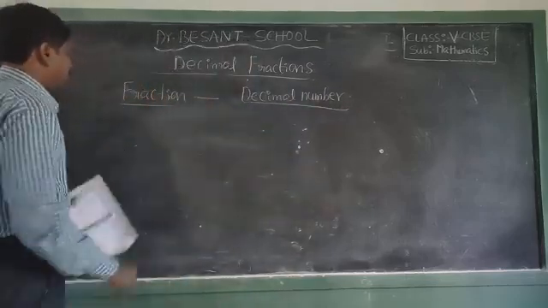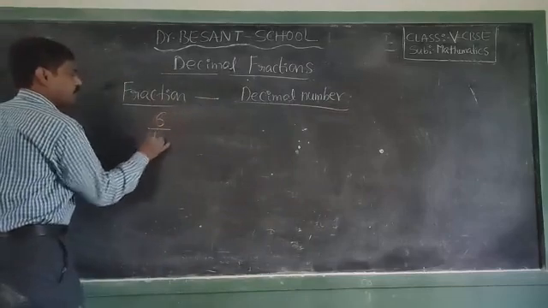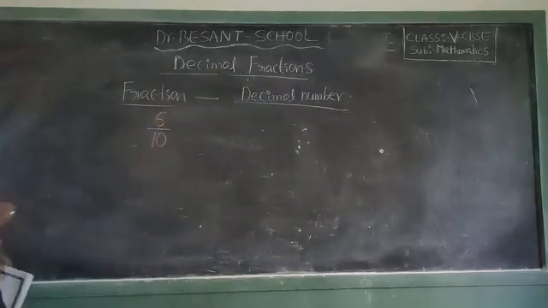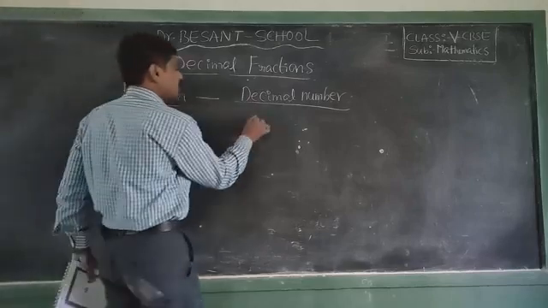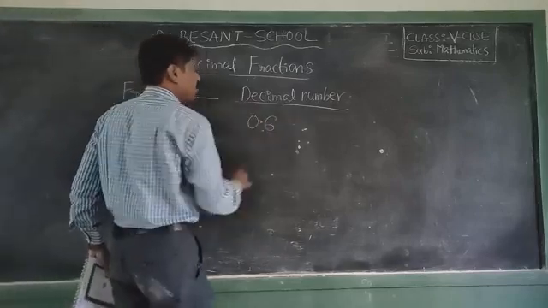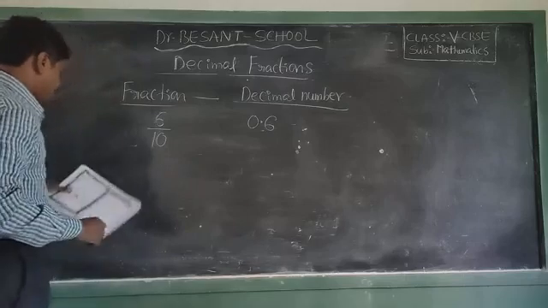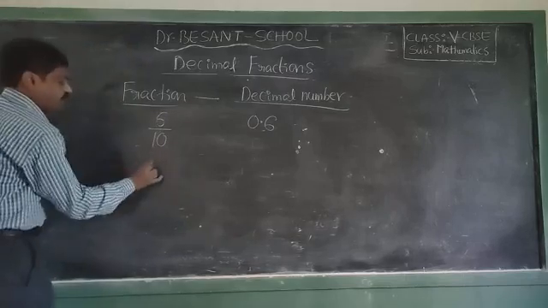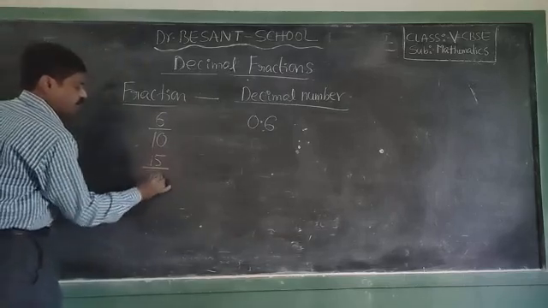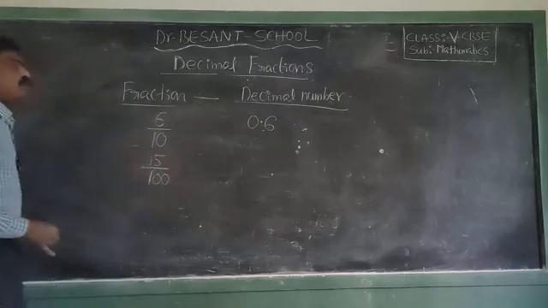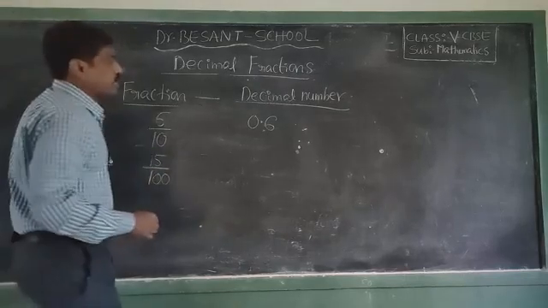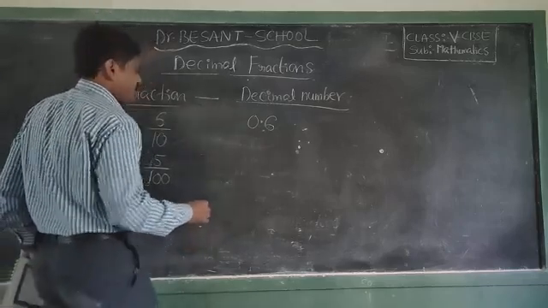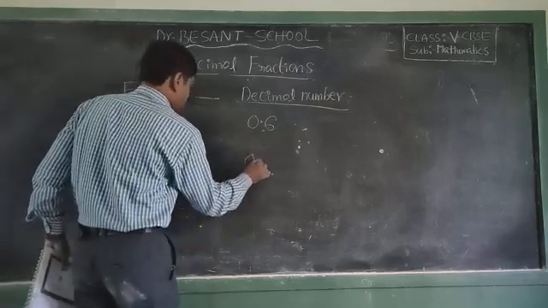The fraction is 6 by 10. What is its decimal number? That is 0.6. Next, 15 by 100. So what is its decimal number? 0.15.